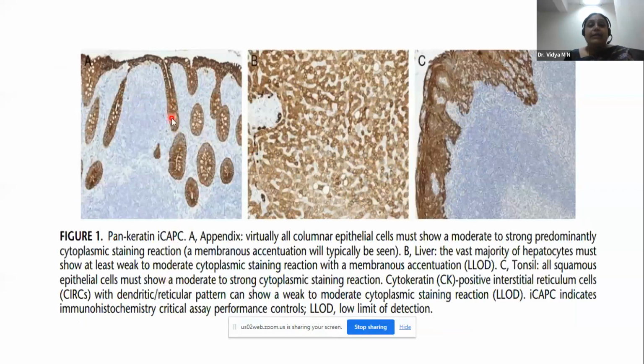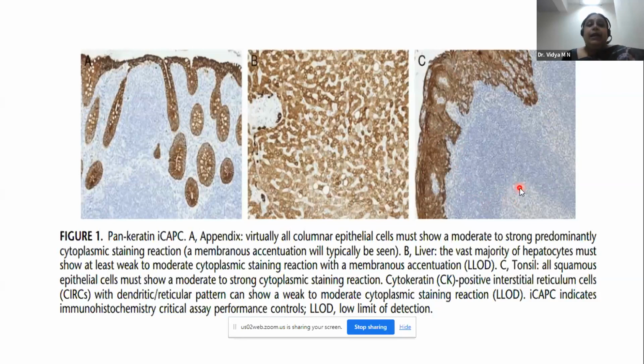This is for pancytokeratin. Look at this appendix. All the cells are taking up the stain. Your lymphoid follicles are not taking up. The liver shows the majority of the hepatocytes being stained with this, whereas in your tonsil, the surface epithelium and crypt show staining. Again, your lymphoid cells do not take up. So there is nil staining. So this is how your pan-cytokeratin is standardized.